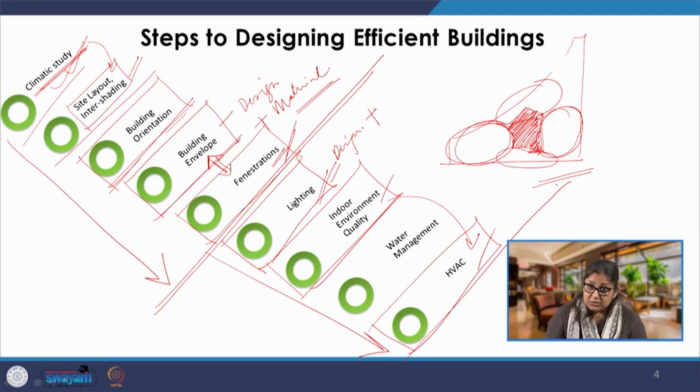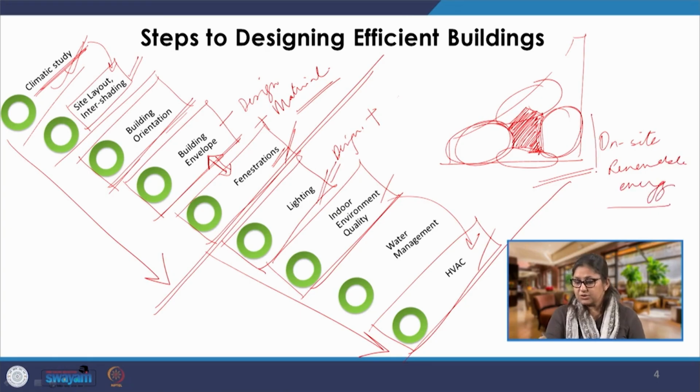So, we would have reduced it significantly, and after that we will still add one more head, which is that of on-site generation of electricity, on-site renewable energy. So, this is what we will add in the last. First is demand reduction and after that is supply. These are the steps for designing efficient buildings.